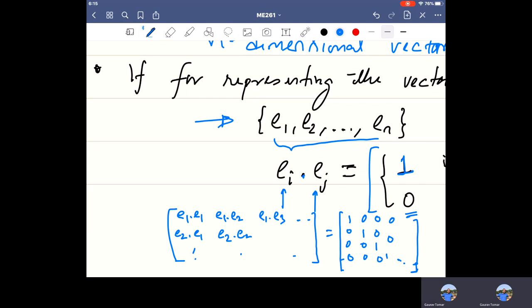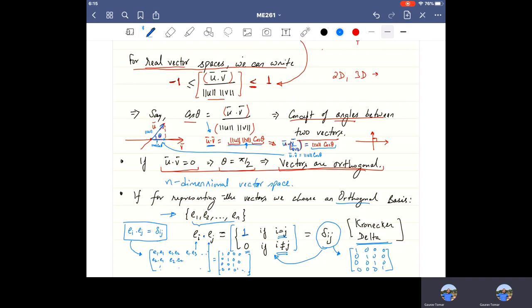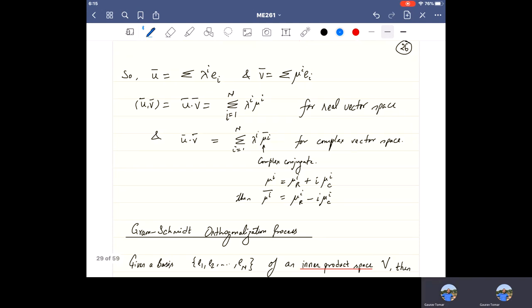Correct? So this equation ei dot ej is equal to delta ij can also be seen as a matrix equation, written in the initial notations. All right. So coming back to the orthogonal basis concept, which means that if we pick such vectors, then we call it an orthogonal basis.